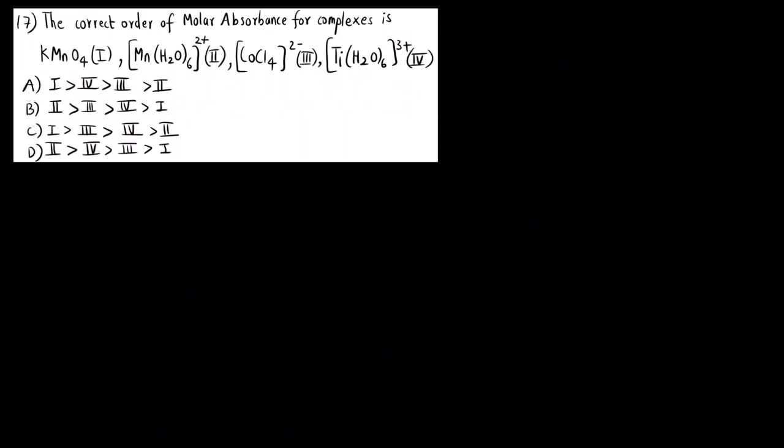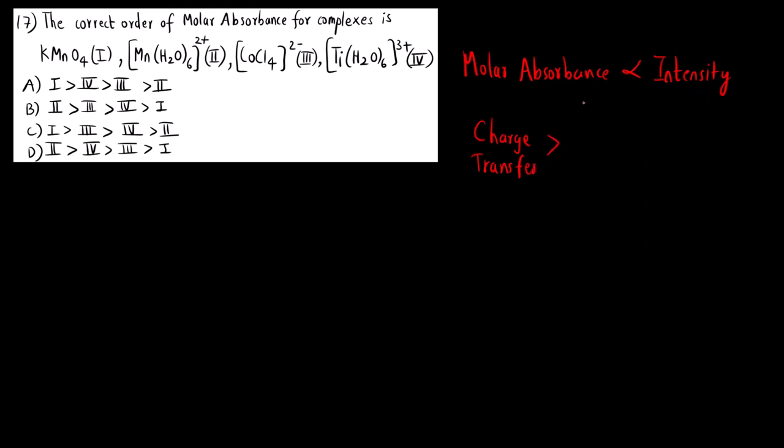Okay, 17. The correct order of molar absorbance for the complexes. Molar absorbance is directly proportional to the intensity of the complexes. Always remember, charge transfer complexes have maximum intensity. Then comes spin allowed, Laporte partly allowed. This is seen in mostly which complexes? Tetrahedral complexes. Next is spin allowed and Laporte forbidden, and last will be spin forbidden, Laporte forbidden.